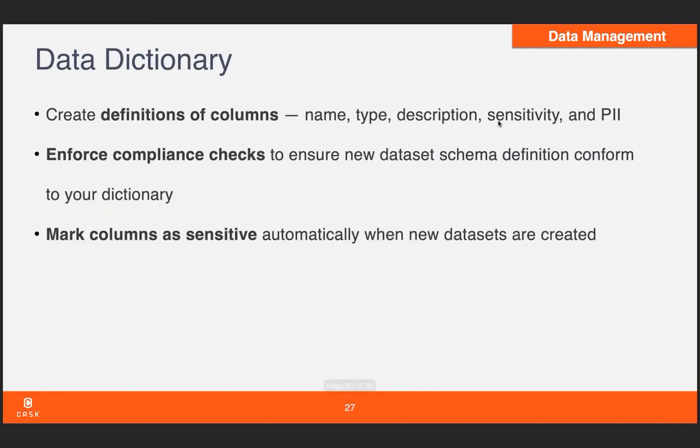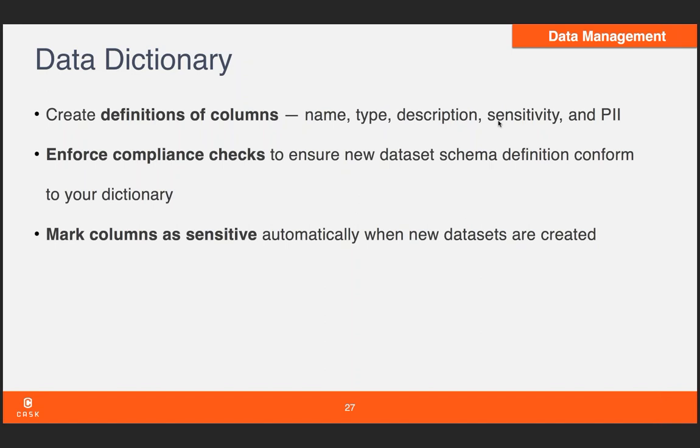So one of the major features that is being added as part of the Tracker and data management is the data dictionary. So this particular capability will allow you to define different columns of the data set. So you will be able to provide name, type, description, sensitivity, and whether it's personally identifiable information. So you will be able to define your field names and such.